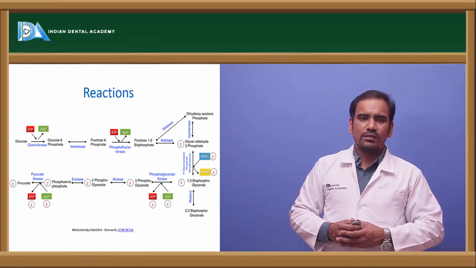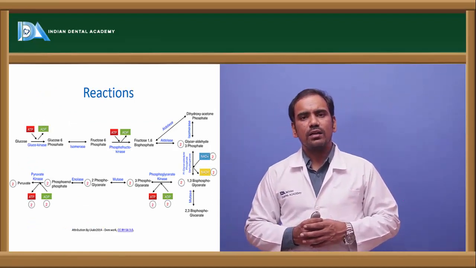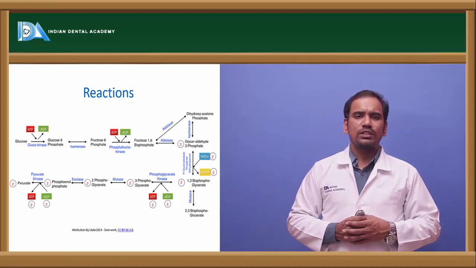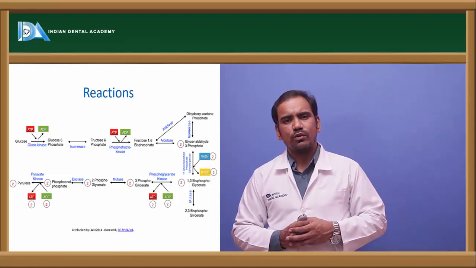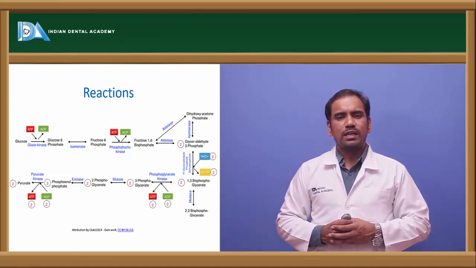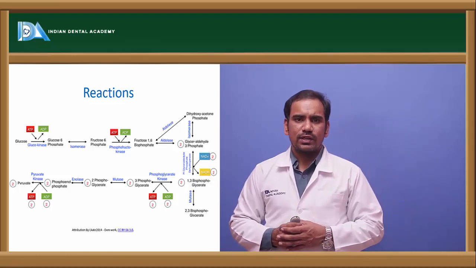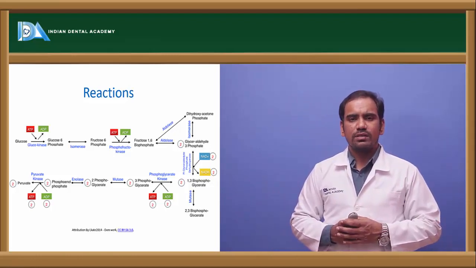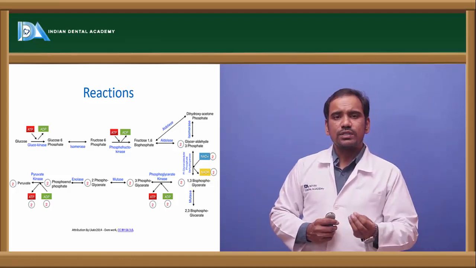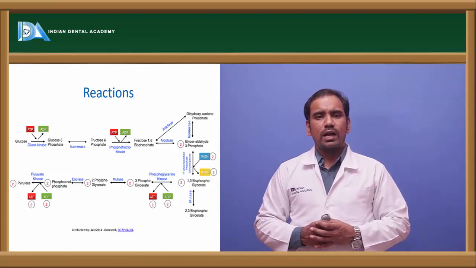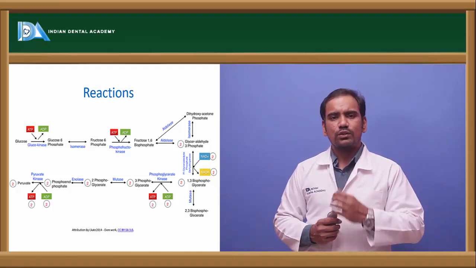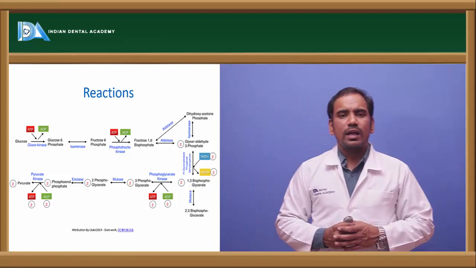And coming to the reactions, all the reactions of glycolysis occur in the cytosol, and here the starting material is glucose. Glucose is converted into glucose 6-phosphate by the action of the enzyme glucokinase or hexokinase. These two enzymes can convert glucose into glucose 6-phosphate. This first step in glycolysis requires energy supplied by ATP. ATP transfers the phosphate group to the 6th carbon of glucose, so that glucose is converted to glucose 6-phosphate. So this is a step where ATP is required.